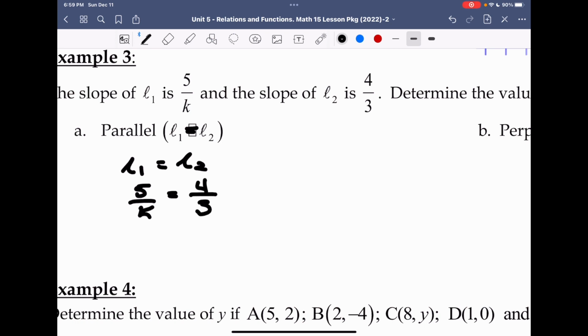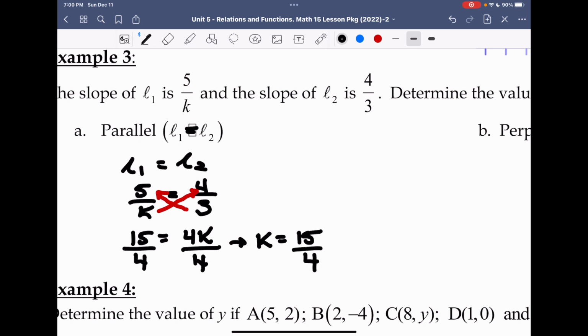What I'm going to do here is cross multiply, giving me 5 times 3, and then k times 4. That's going to give me 15 is equal to 4k. I divide both sides by 4 to isolate for k, and thus I get a k value equal to 15 over 4. Now this doesn't evenly reduce, so we're going to leave it there. That is the k value that makes these true.